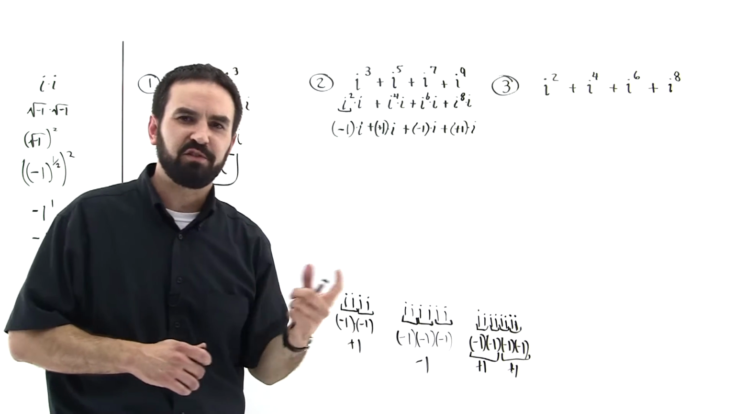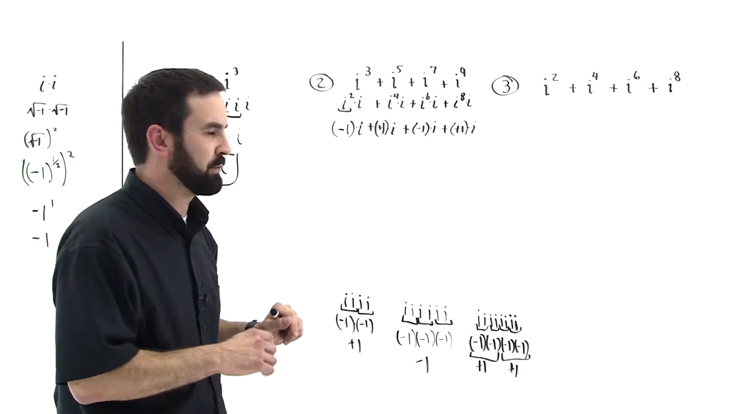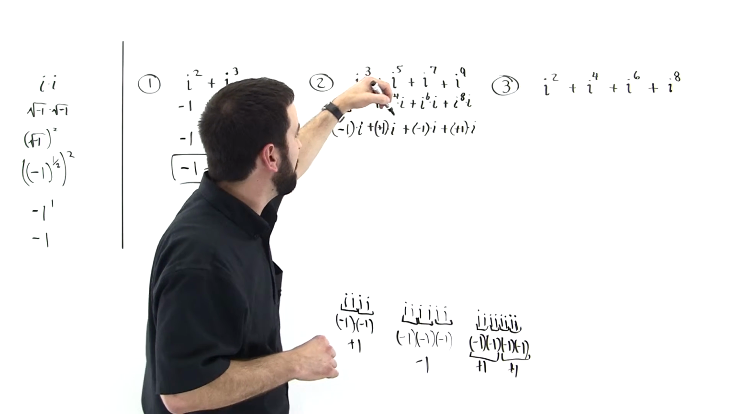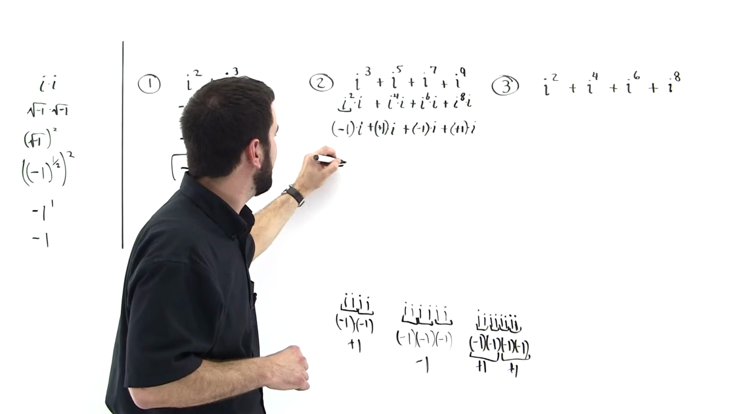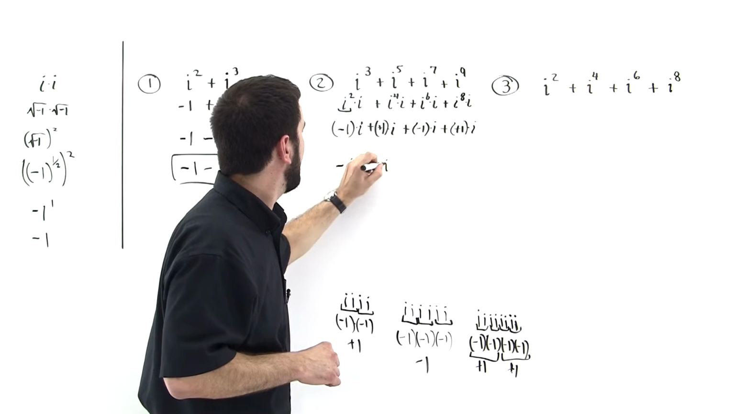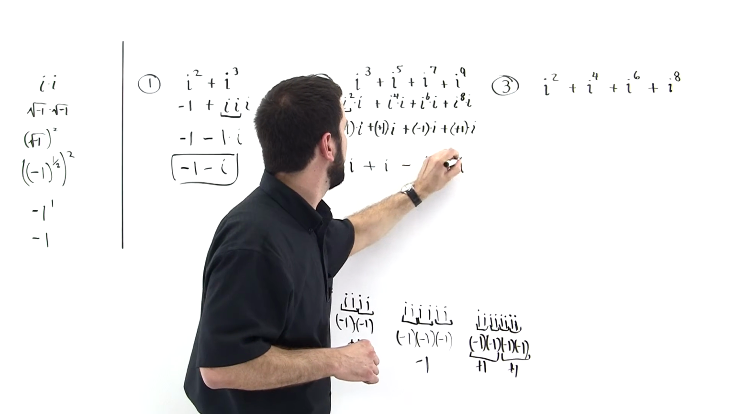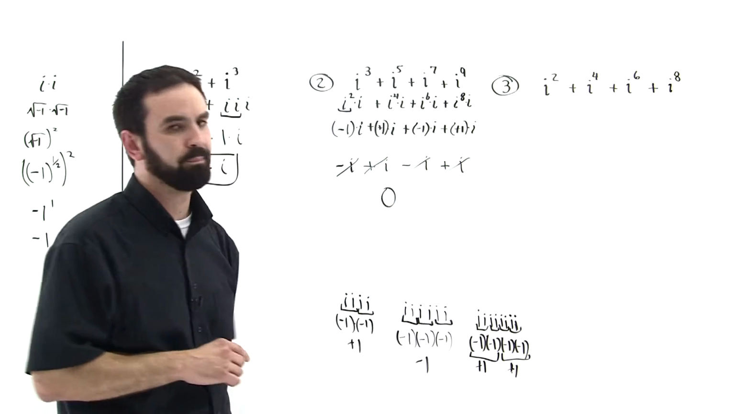In electrical engineering, they use j instead of i. I don't know why, some historical reason, I'm sure. Okay, so then look, we have negative i, plus i, minus i, plus i. So look, they all just cancel. We have negative i, plus i, minus i, plus i, and, you know, bang, bang, bang, bang, 0.